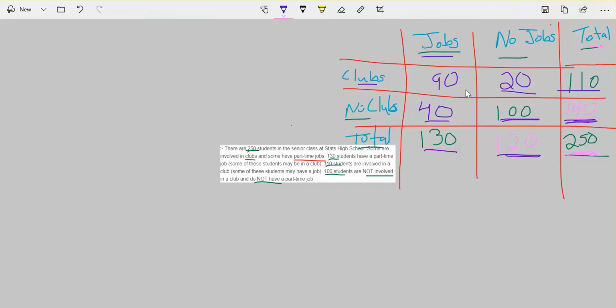And then I can double check and make sure I did that right by saying, well, 90 of the ones that are in clubs have jobs, 40 that have jobs are not in a club. Do the 40 and the 90 add up to that 130? And they do. So that is my completed table.